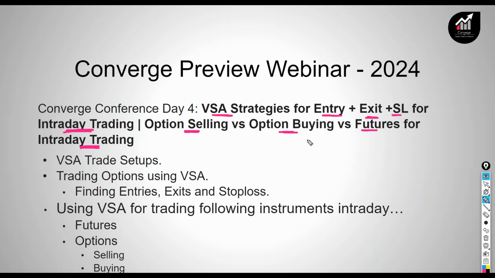All right. So if option selling works for you, go for that. If option buying works for you, go for that. If you like the plain old futures trading, living on the edge, all right, that also works. So I will quickly share different strategies for specifically option selling, option buying, and futures. And that is strictly from an intraday perspective using VSA.